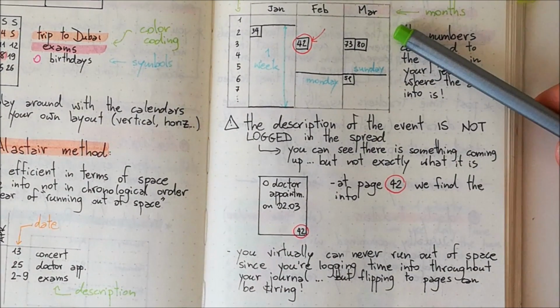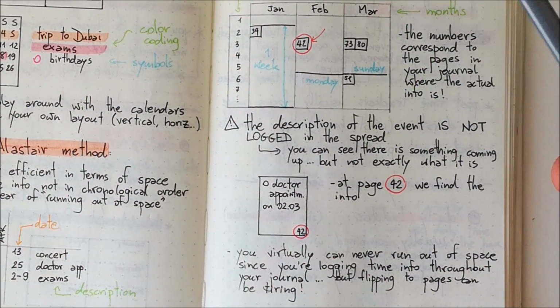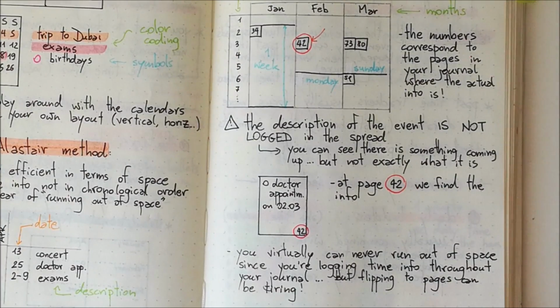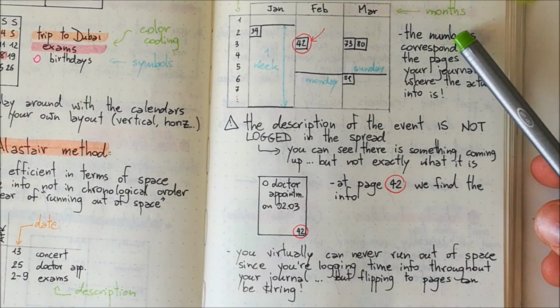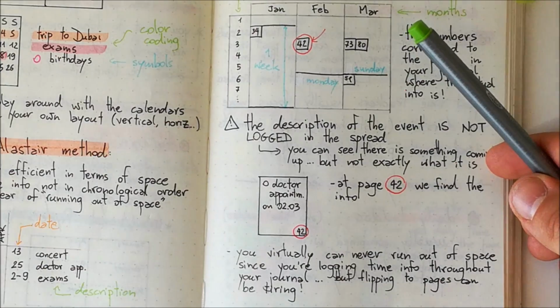You never run out of space because basically you log your time information throughout your journal. However, it can be kind of tiring to always flip back to the pages.